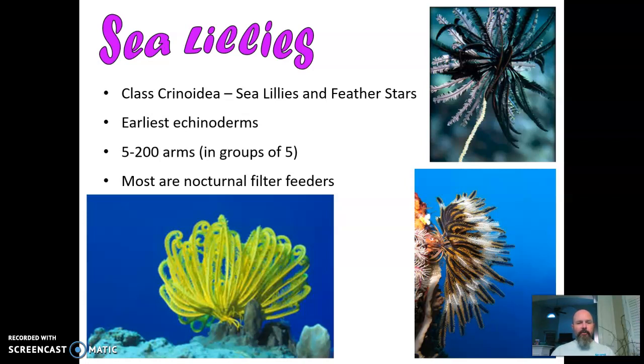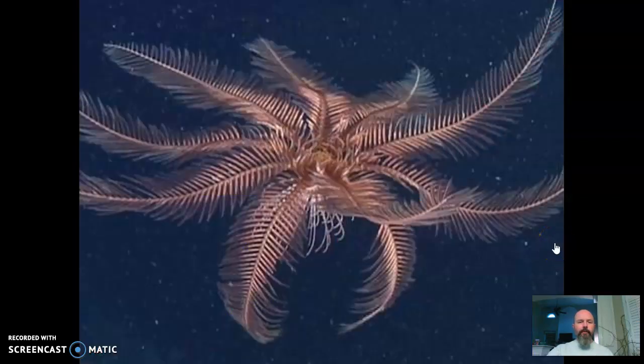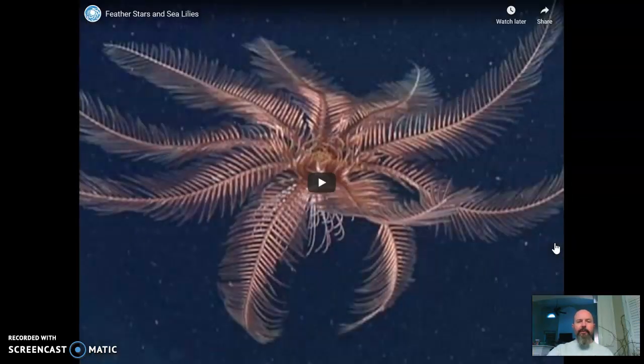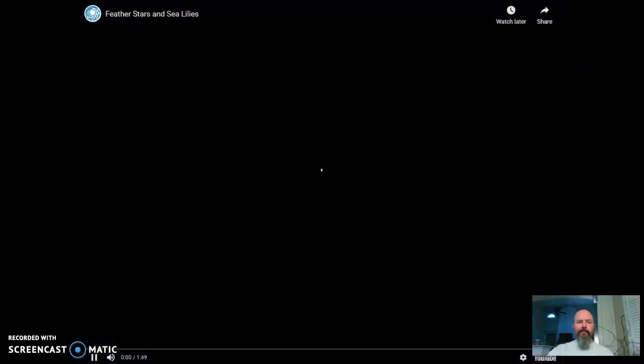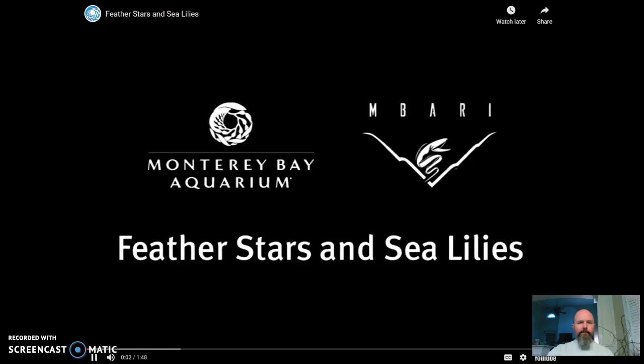Most of them are nocturnal filter feeders, as you could probably guess by looking at those feathery arms sticking out of them. They are picking up loose particles of food from the water. Another nice picture of one. They look a lot like the feather duster worms that we saw earlier.